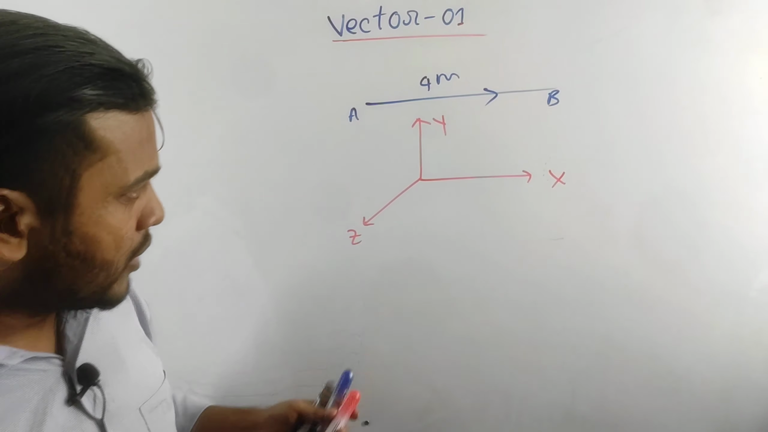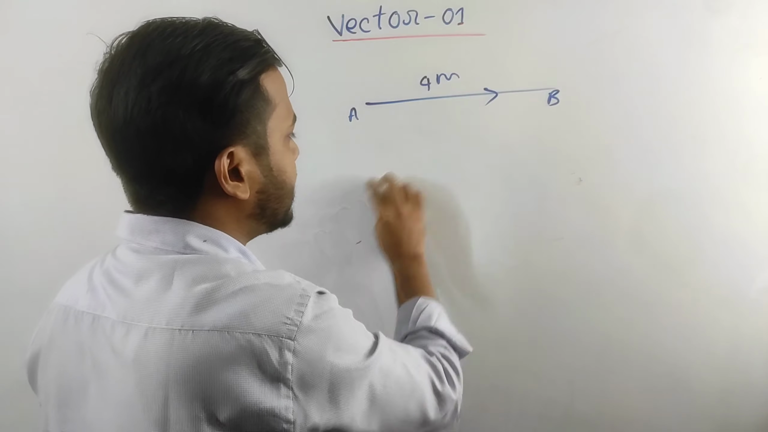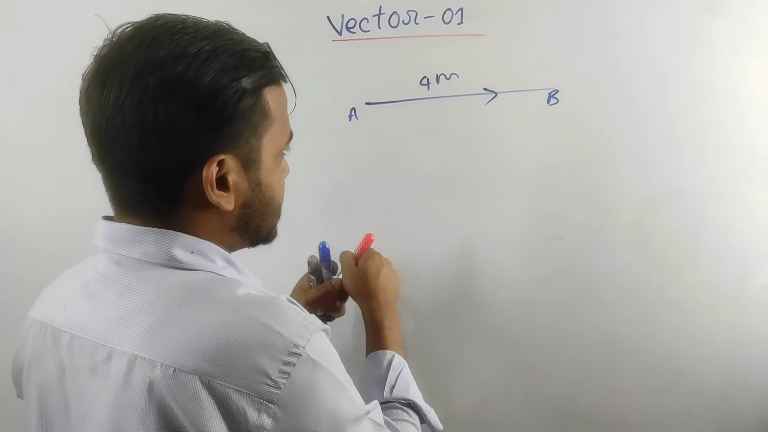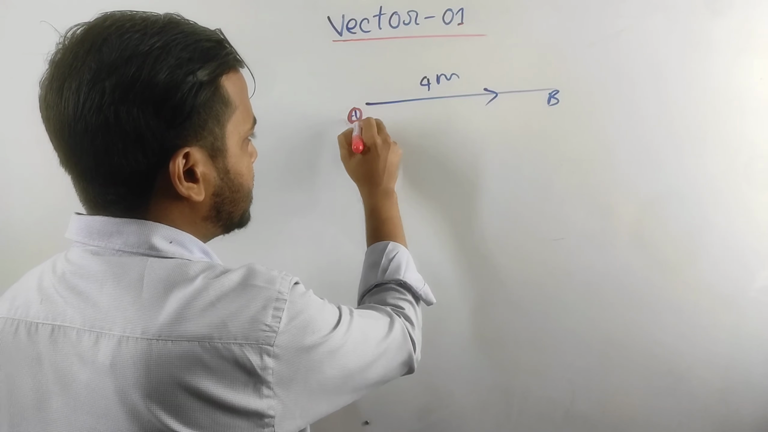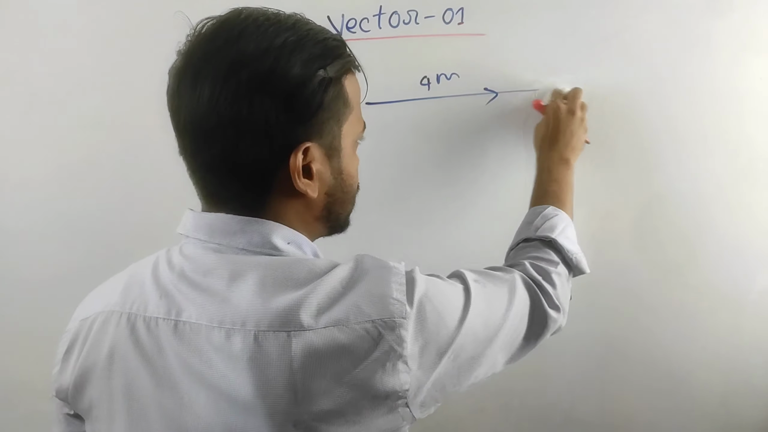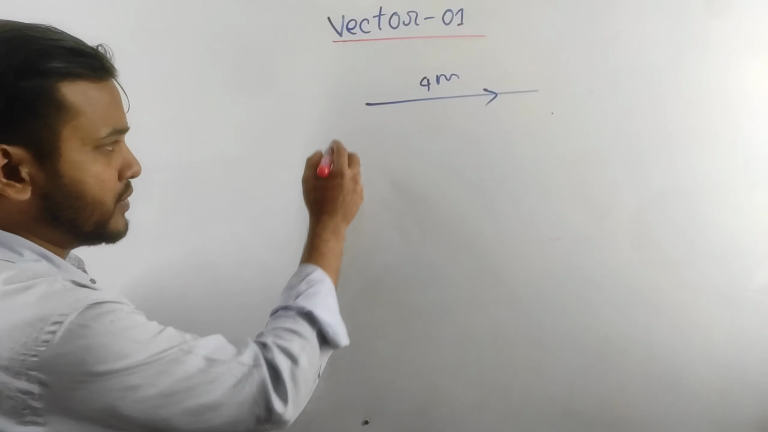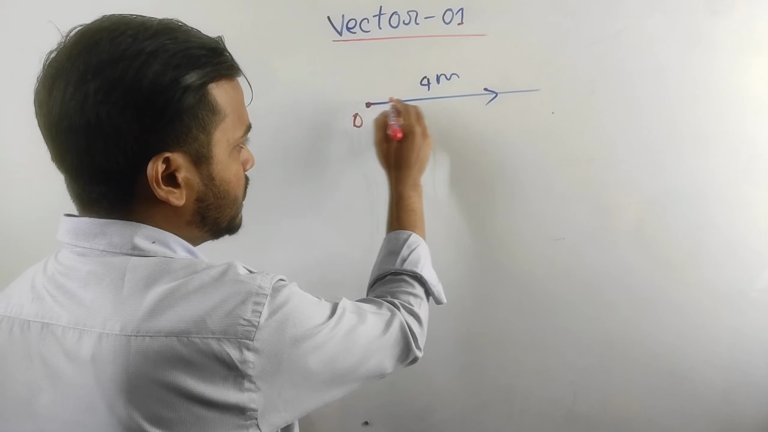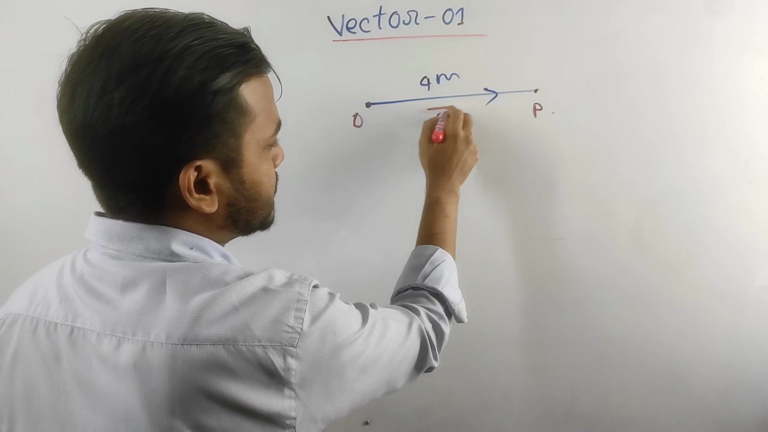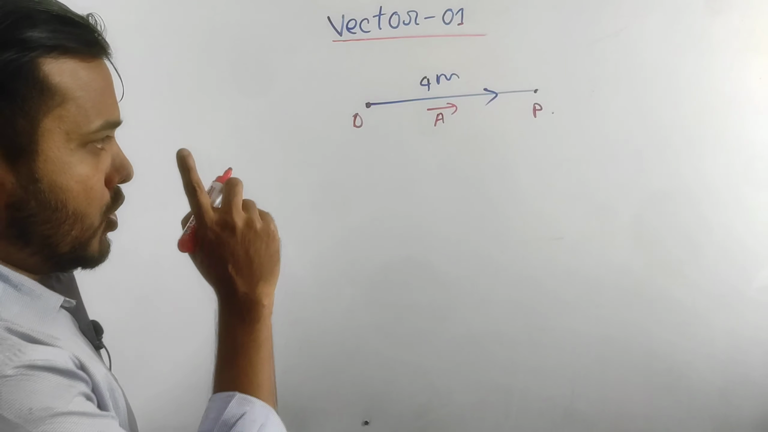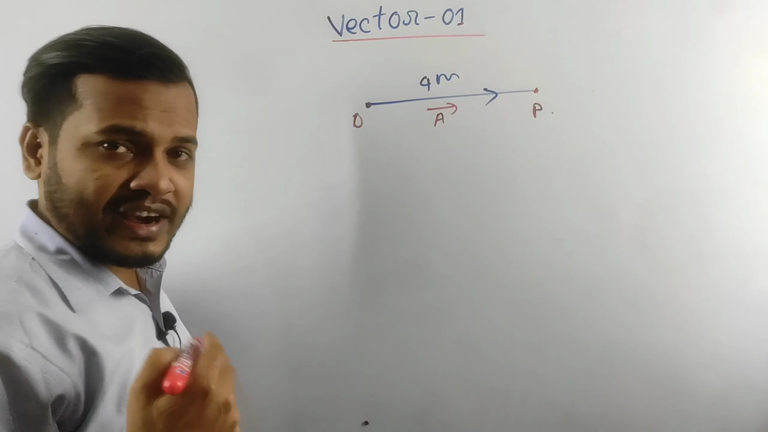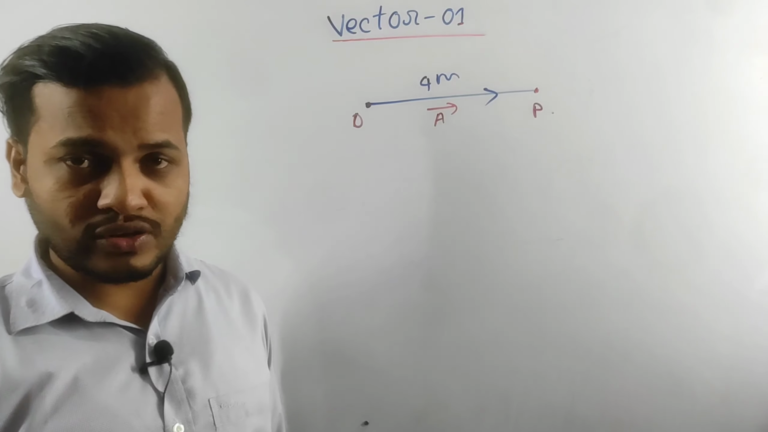Now we should define it as a vector. If this is U and this is P, your displacement is 4 meter. Suppose I am suggesting that from U to P your displacement is 4 meter. So now you are denoting this as a vector. Now what is a vector here? I mean the notation of vector, or the expression of vector quantities.